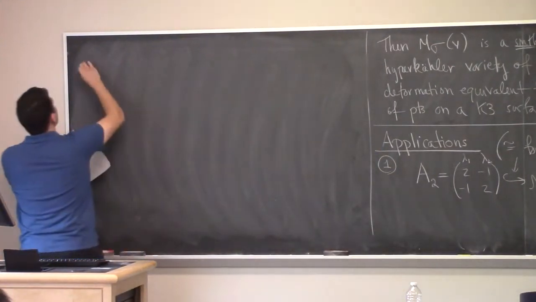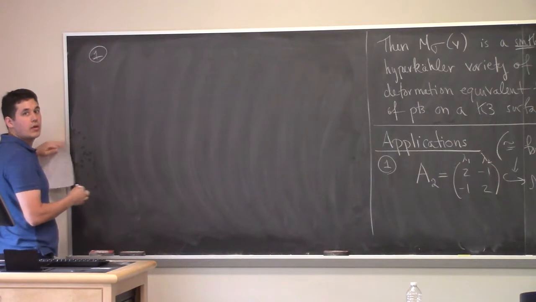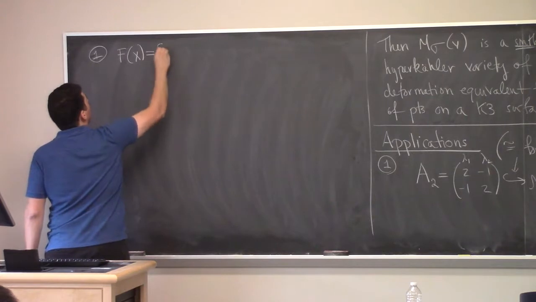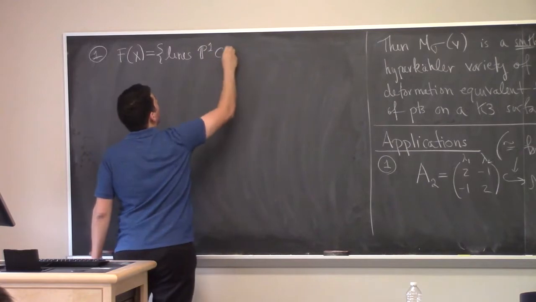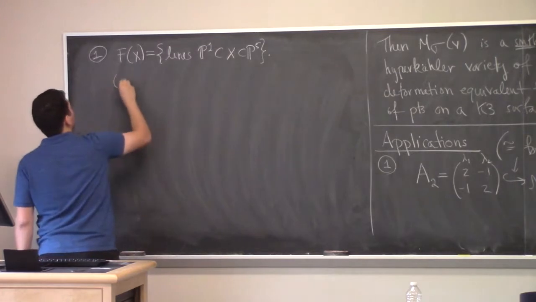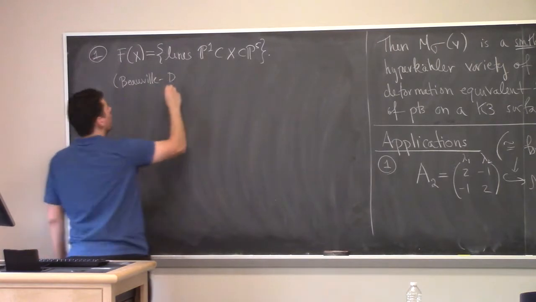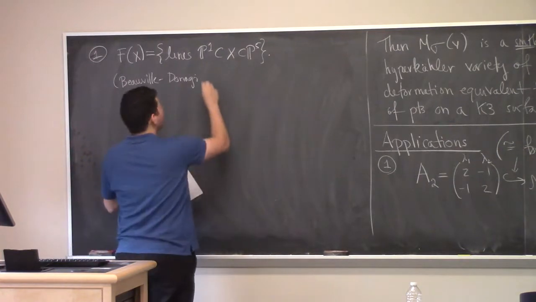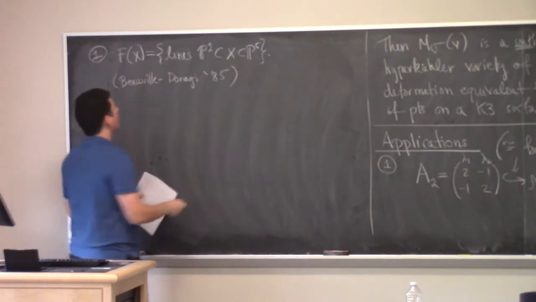Okay, so the first one, which I think was maybe the first relation between cubic fourfolds and hyperkähler varieties, is what's called the Fano variety of lines on the cubic fourfold. That's just the space parameterizing lines P1 that lie inside your cubic fourfold. This example was due to Beauville and Donagi a while ago, from 85. So this is a hyperkähler fourfold.